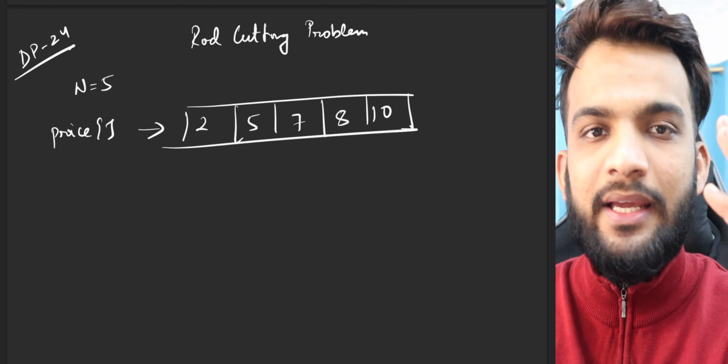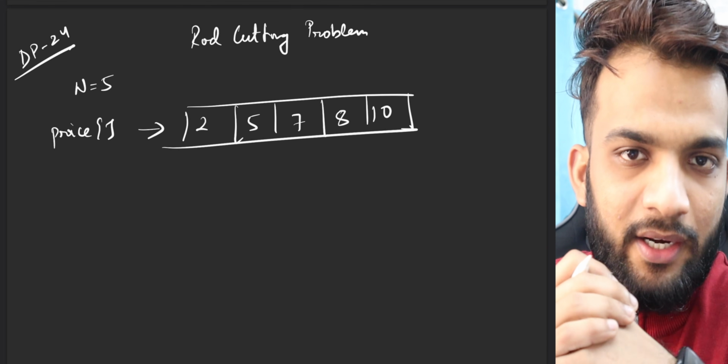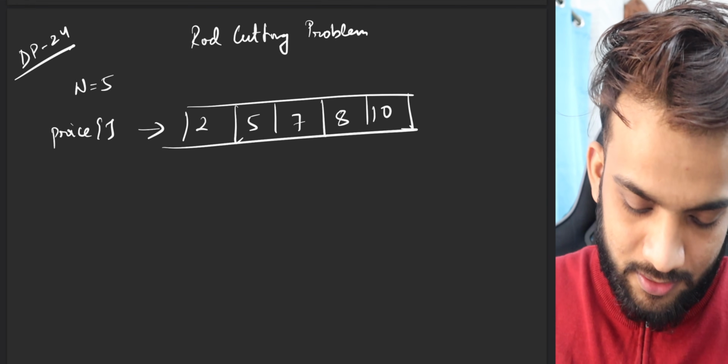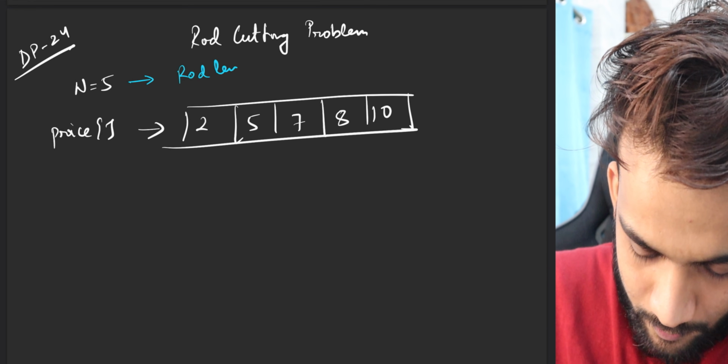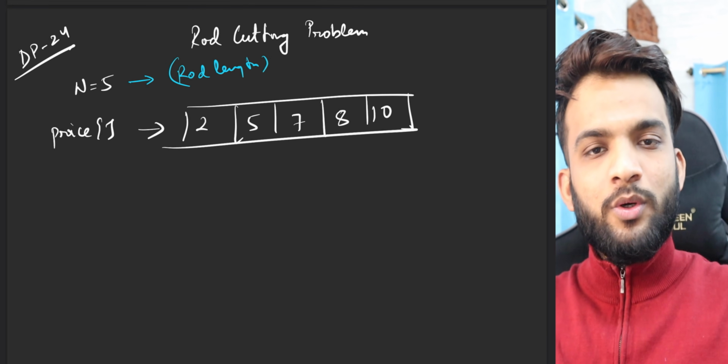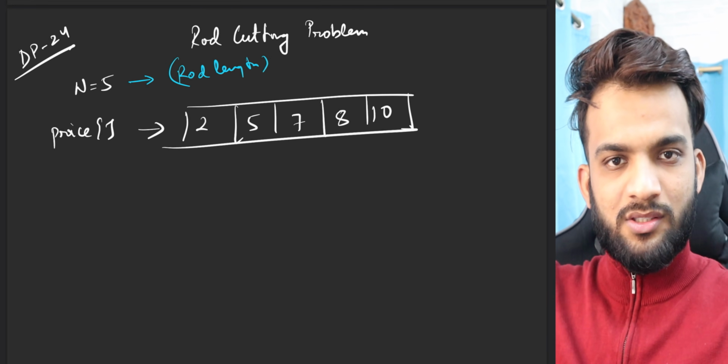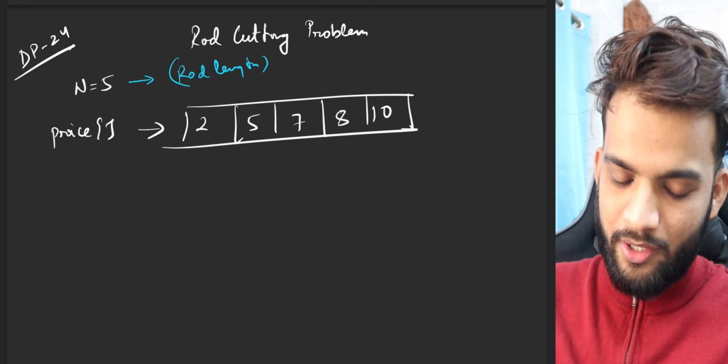Now the question states you're given n equal to 5, right? So that's the rod length. Now what you need to do is cut the rod into pieces.